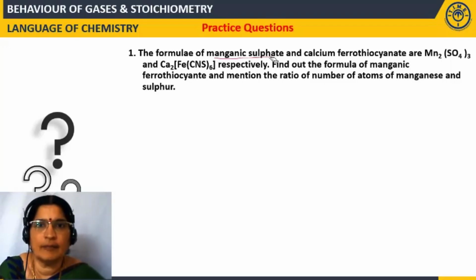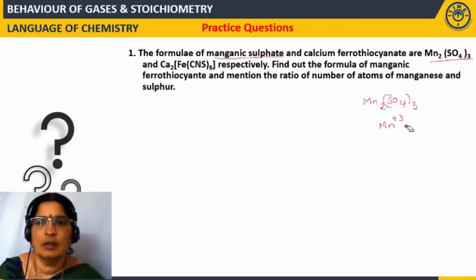Manganic sulfate. This is the formula. From this formula, we should be able to know what is the manganic ion. Mn2(SO4)3, taken thrice. So this 3 goes here, 2 goes here. Therefore, you can understand that it is the salt of Mn plus 3 ion. So this is the manganic ion.